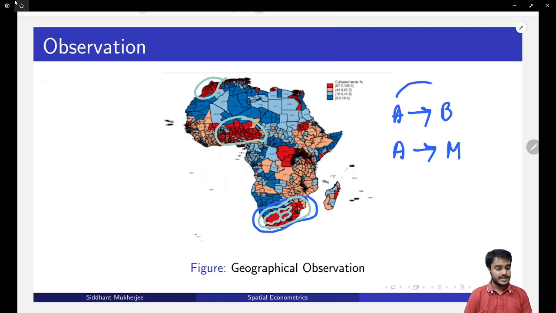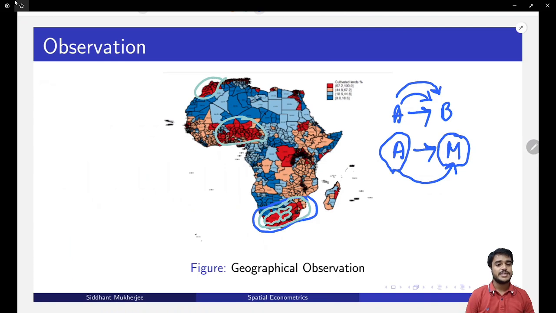State A's agricultural production has a special relationship with state B's agricultural production. It's more similar, right? But state A's agricultural relationship is somehow different from the M states'. Is it somehow different from the M states' agricultural production or not? It is our main concern, and this relationship is captured by spatial econometrics.